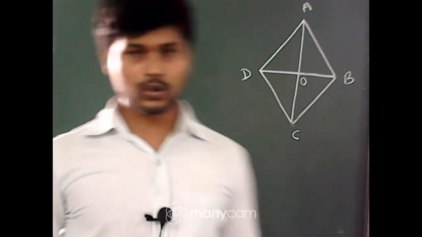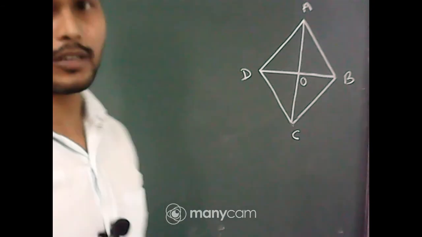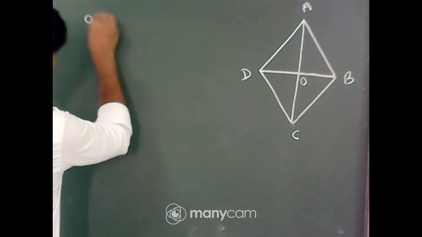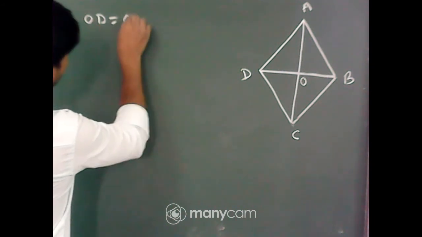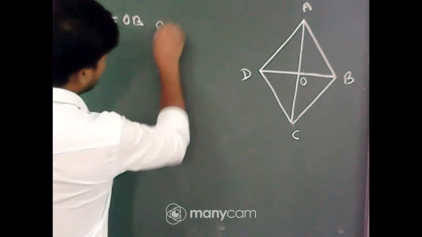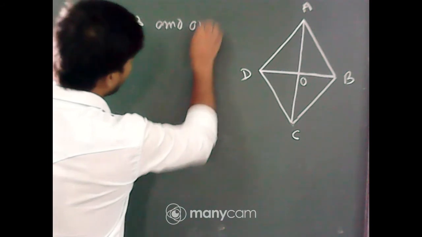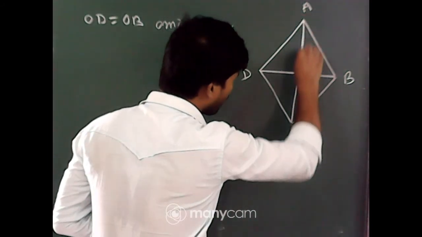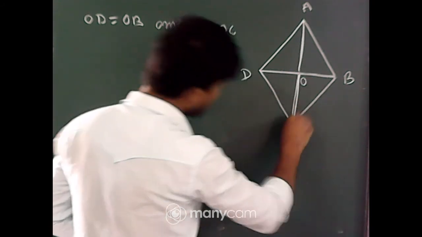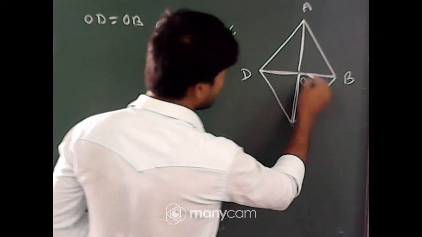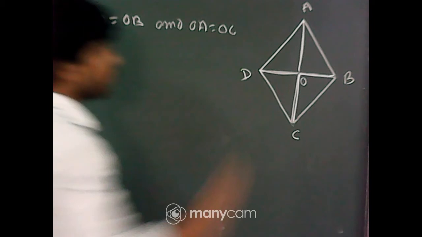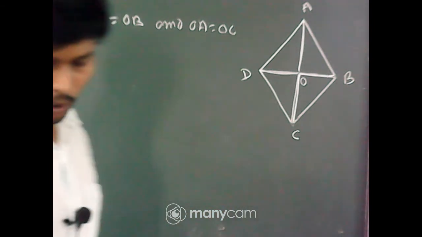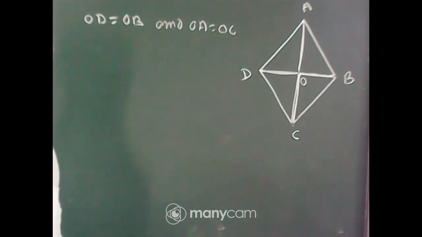Now as we know that the diagonals of a rhombus bisect each other, so from here we can say that the length of OD is equal to OB, and OA is equal to OC. Clear?